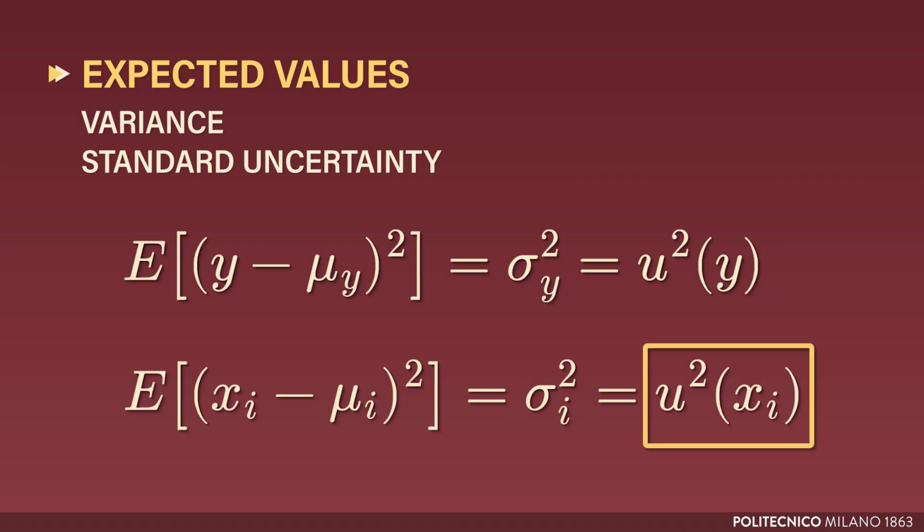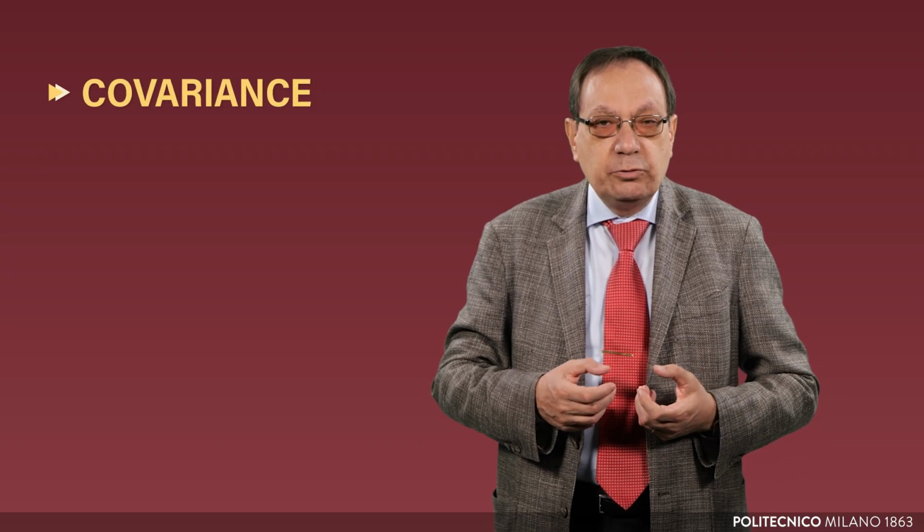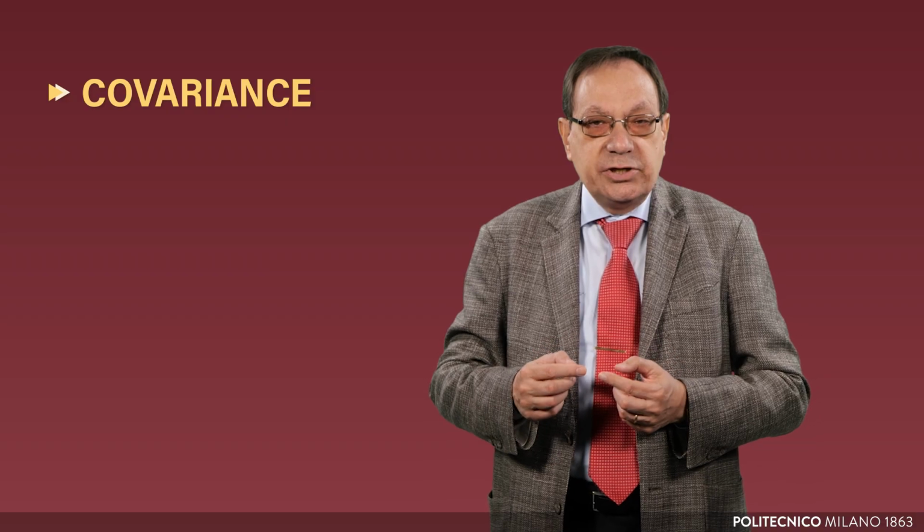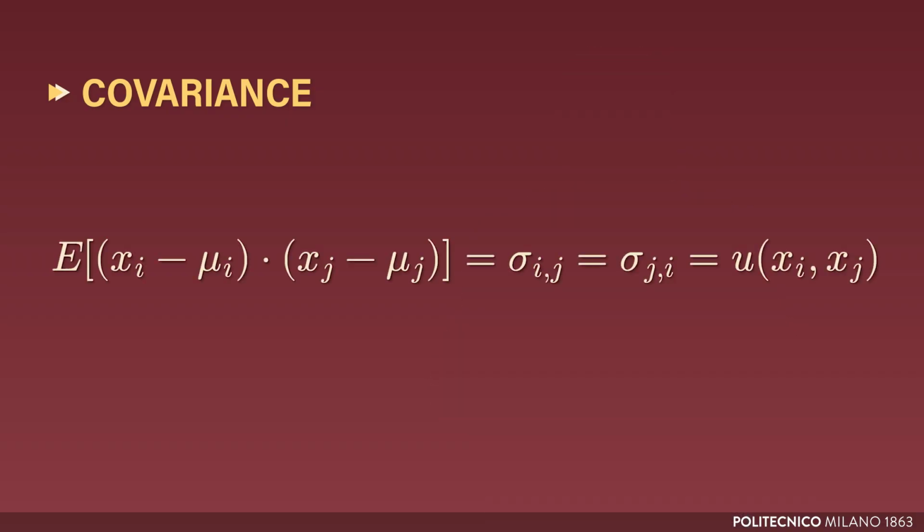Therefore, it is the square of the standard uncertainty associated with xi. The matter is a little more complex for the expected values of the cross products (xi − μi)(xj − μj). In probability theory, this expected value is the covariance between the random variables capital Xi and capital Xj, as you can see here.